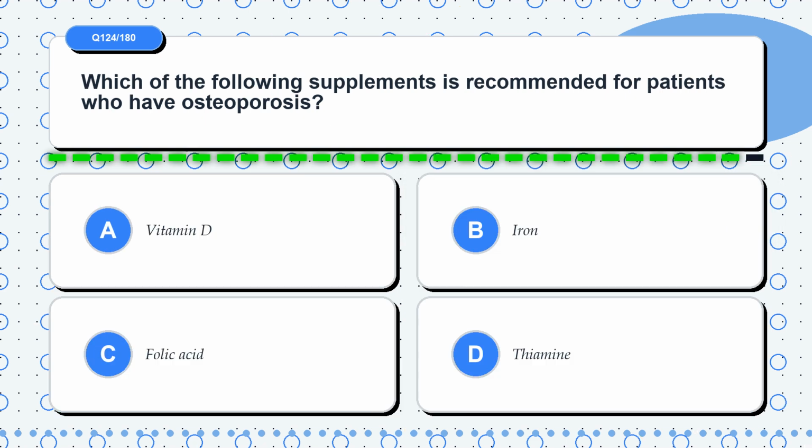Question 124. Which of the following supplements is recommended for patients who have osteoporosis? Here are the options. Option A, vitamin D. Option B, iron. Option C, folic acid. Option D, thiamine.